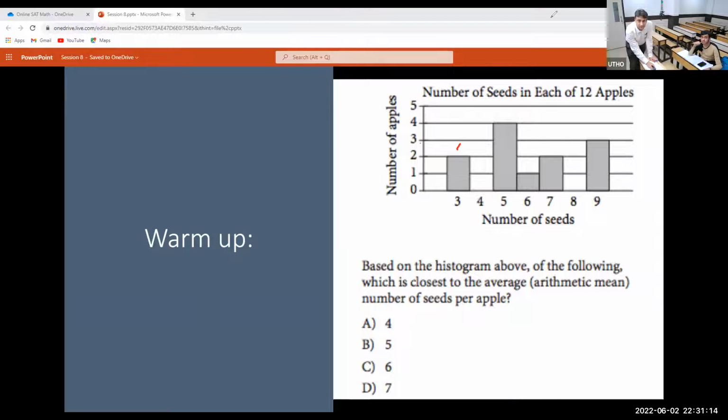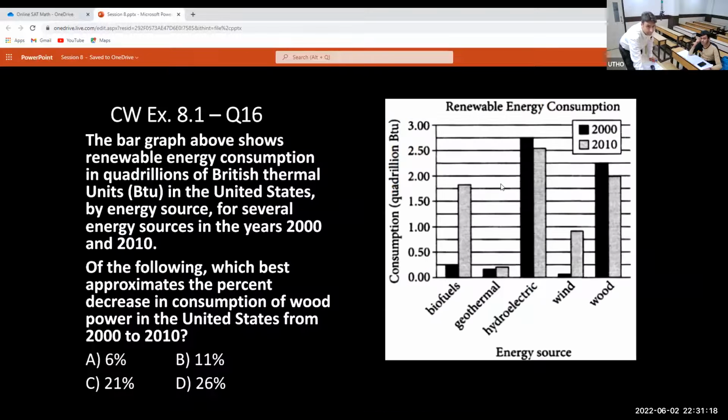Now let's move ahead. Let me clear the red mark and arrow, and go ahead. Real SAT problem, guys. Read all this data. We may solve it together. If you want to attempt, make an attempt. Very interesting question. Quadrillions of BTU.